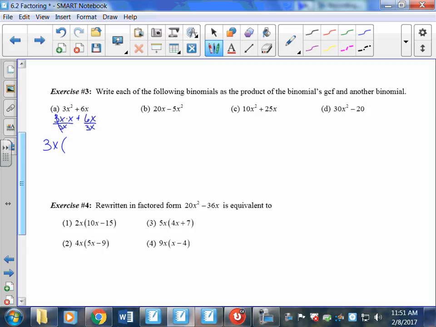The 3's cancels and the x cancel, and I get x plus the x's cancel here, and 6 divided by 3 is 2. And again, I can give this a really quick check to see if I did this right. 3x times x is 3x squared, and 3 times positive 2 is positive 6, and I have an x left over, which is exactly what I started with at the beginning. So again, I'd like you to pause the video right now and see if you can try the next 3 on your own.